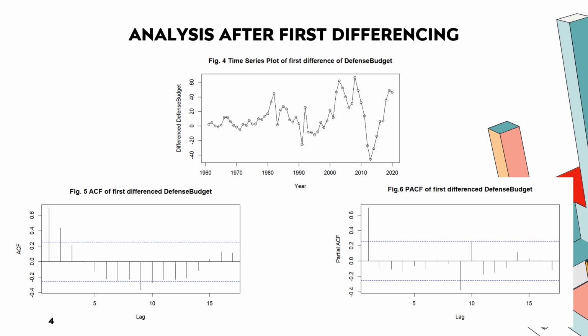Analysis after first differencing illustrates the results of applying first differencing to the defense budget time series data to achieve stationarity. The time series plot, figure 4, shows the differenced defense budget values over time, revealing a more stable mean and reduced trend compared to the original series. The ACF, figure 5, and PACF, figure 6, plots are then used to identify the presence of any remaining autocorrelation. In these plots, significant spikes at lag 1 suggest potential ARIMA models that include AR or MA components. This differencing step is crucial for preparing data for accurate ARIMA modeling.